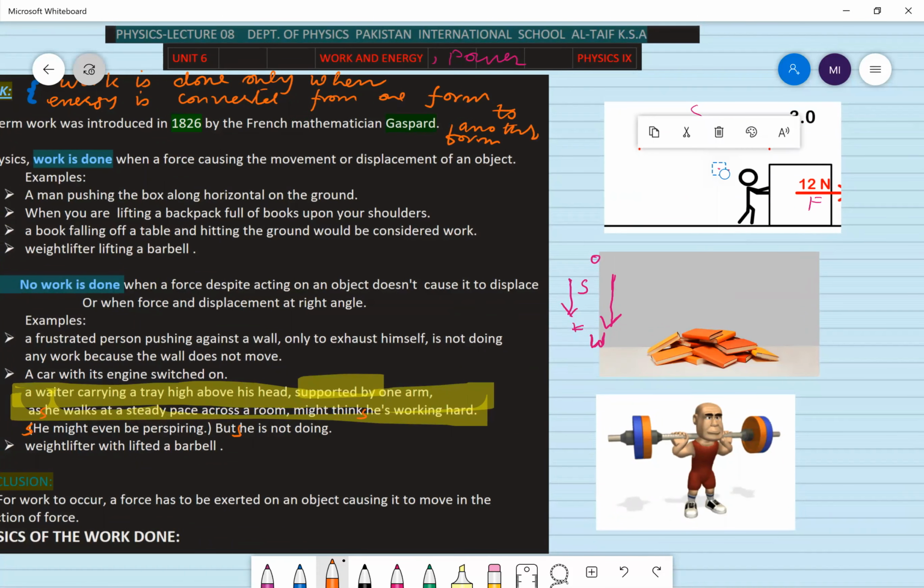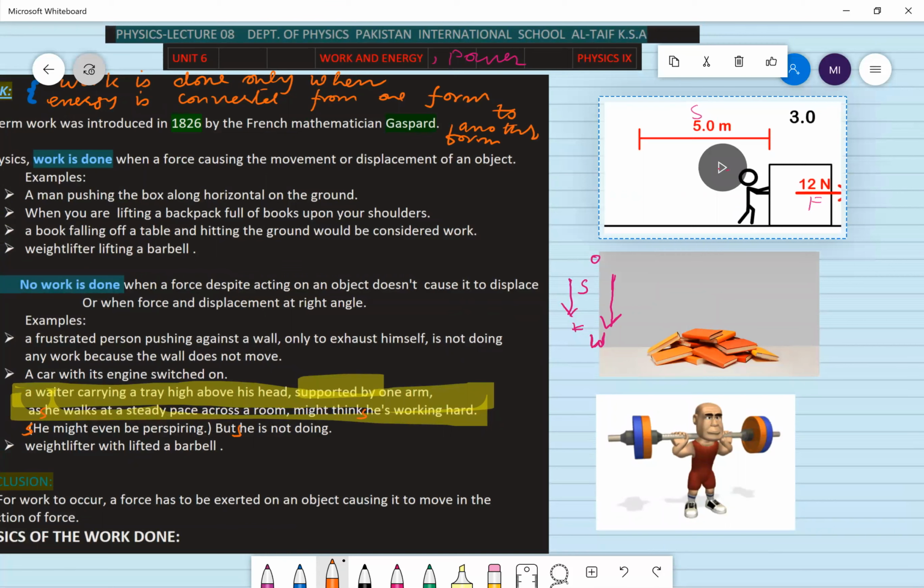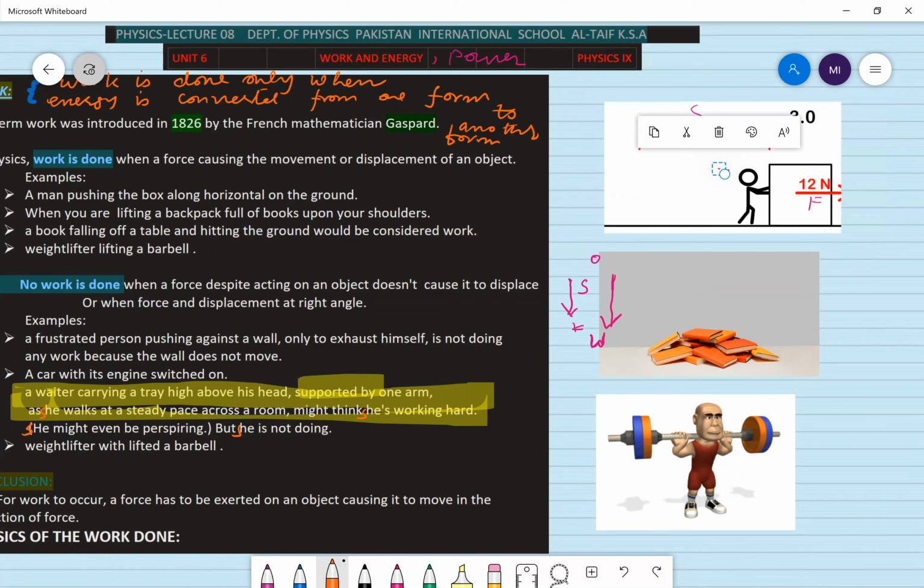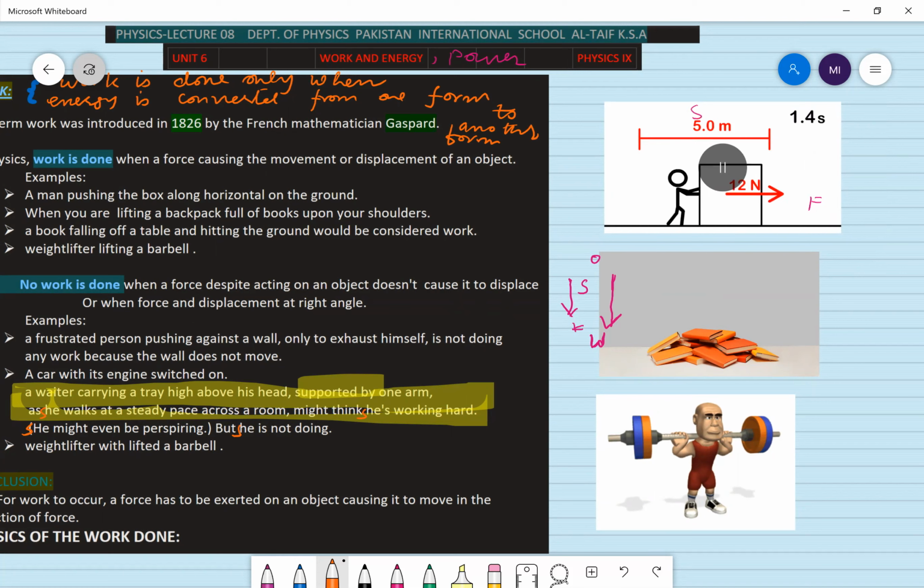Look at this case. You see, in this case the man has potential energy stored in his muscle. As he pushes the cart, the potential energy stored in his muscle changes into the kinetic energy of the cart, and the cart displaces. And we say work is done. So the work done involves energy changes.